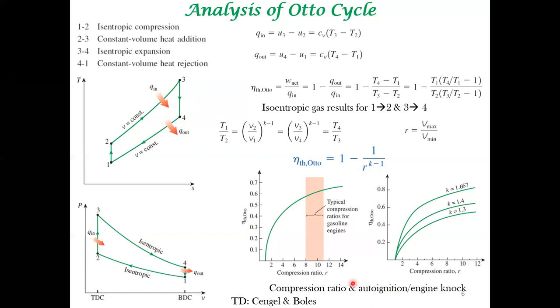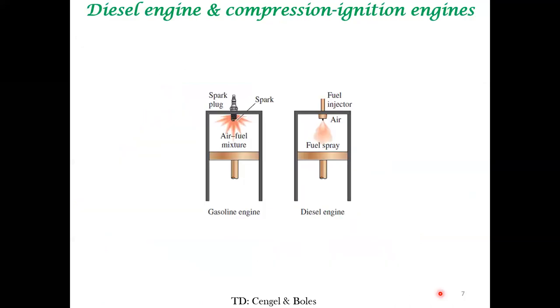So the main thing is that the compression ratio cannot be increased indefinitely because you're going to hit the constraints of auto ignition and engine knock. Just note that here the ignition is supposed to occur via a spark plug. You're not supposed to get the fuel and air ignited by just compression, right? So, to eliminate these issues of auto ignition, this is what happens in a gasoline engine.